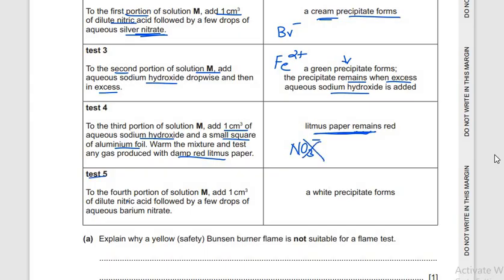Now for test 5, we are adding nitric acid and barium nitrate and it gives white precipitates. That is a positive test for sulfate ion. So that shows that the sulfate ion is also present.